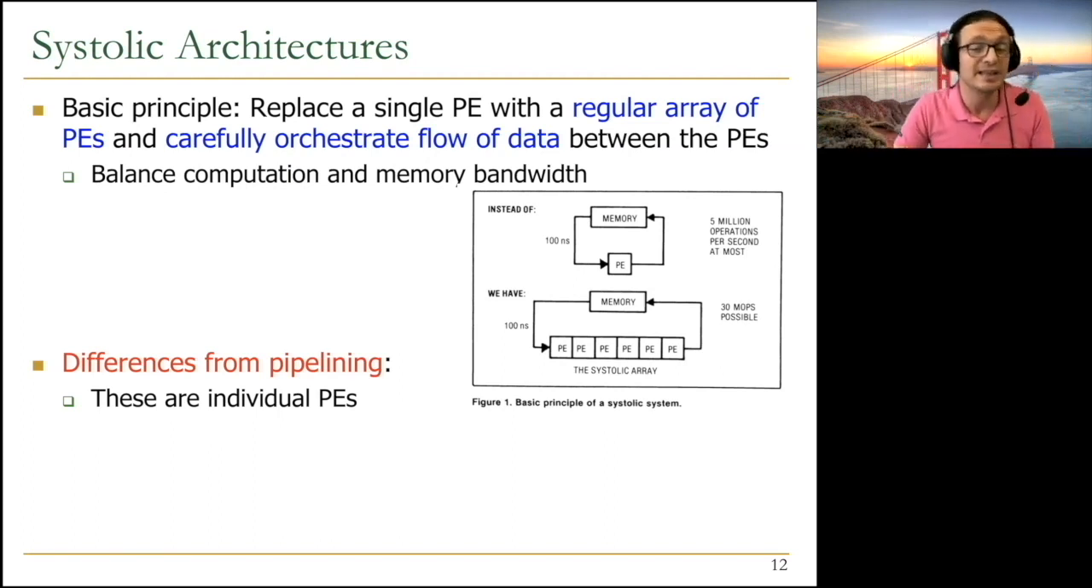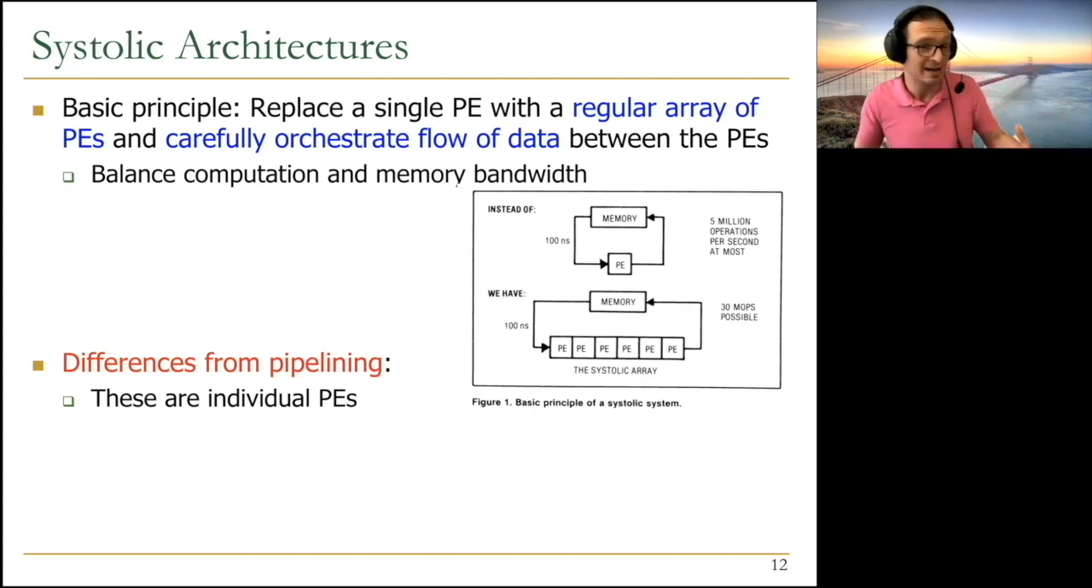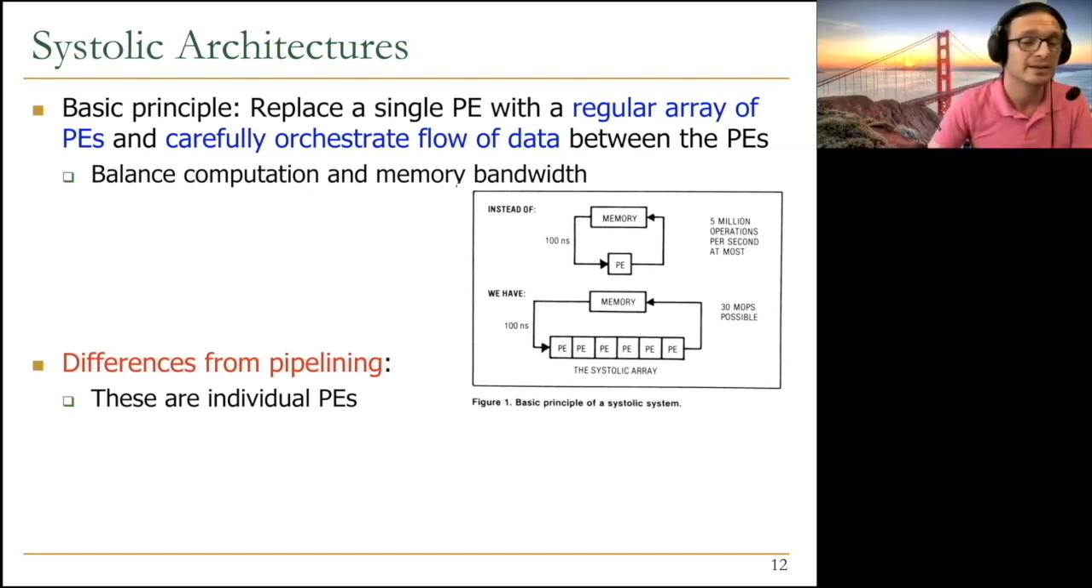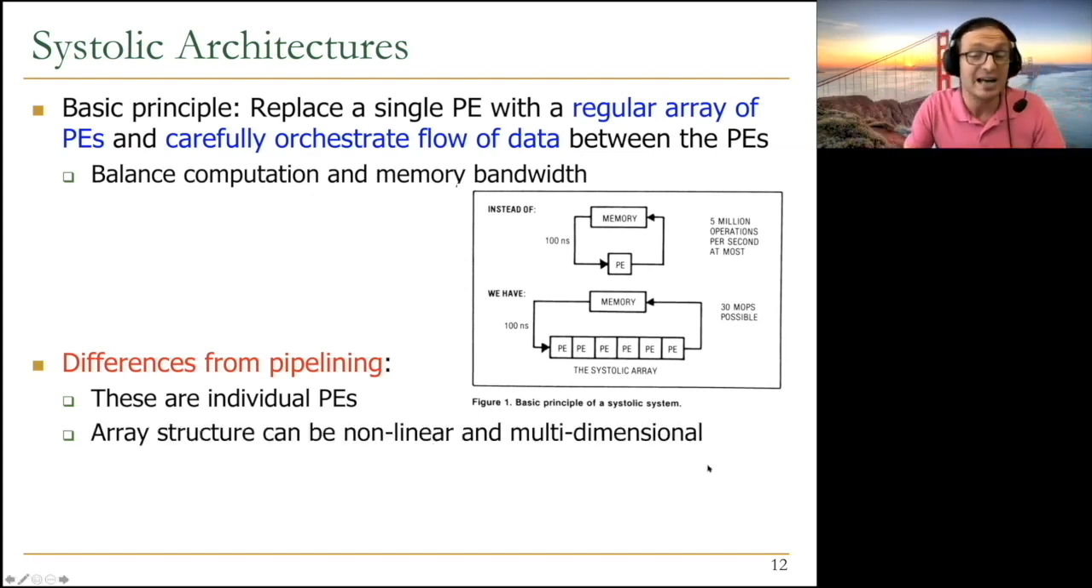But you're really not fetching instructions. Basically, you're not dividing the instruction processing cycle between them. These are individual processing elements that may be doing exactly the same thing to the data, for example. It's just data is flowing through them. Okay. Array structure can also be nonlinear and multidimensional, and clearly our pipelines were never nonlinear and multidimensional. I mean, we of course made the pipelines more complicated, but it was also always a linear flow.